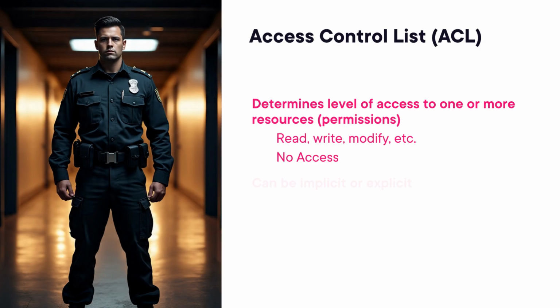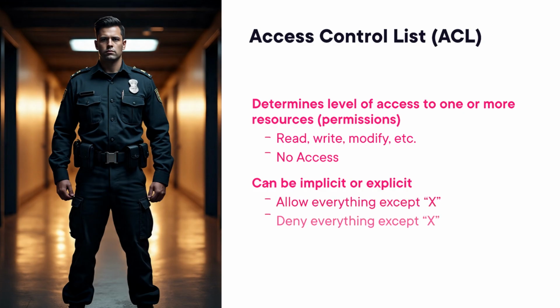And then it can be implicit or explicit. In other words, allow everything except X, or deny everything except X. We can be very specific and say only allow application A or application B to run, deny everything else. Or we could also say allow everything to run except application A or application B. This is sometimes referred to as whitelisting or blacklisting, allow or deny. If they are on the whitelist, it can run. If it's on the blacklist, it can't run. These are just two different ways to grant access to an application.